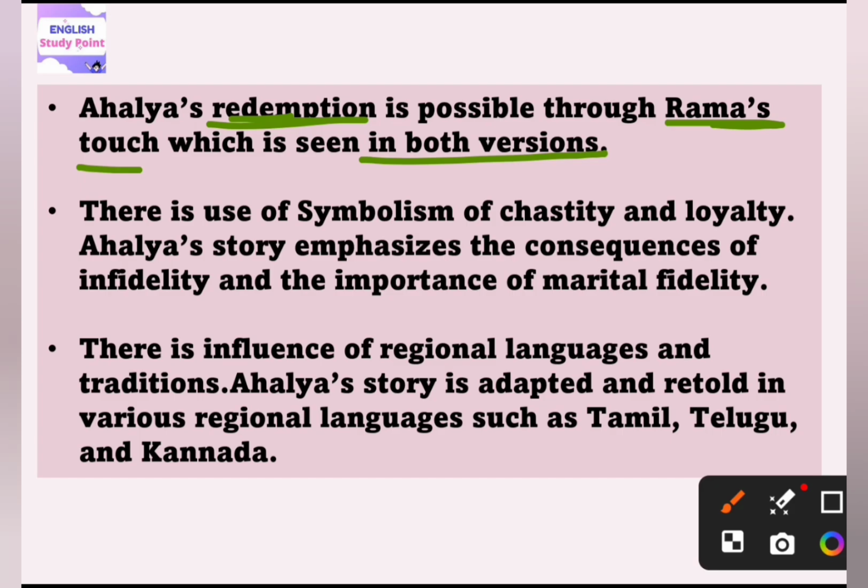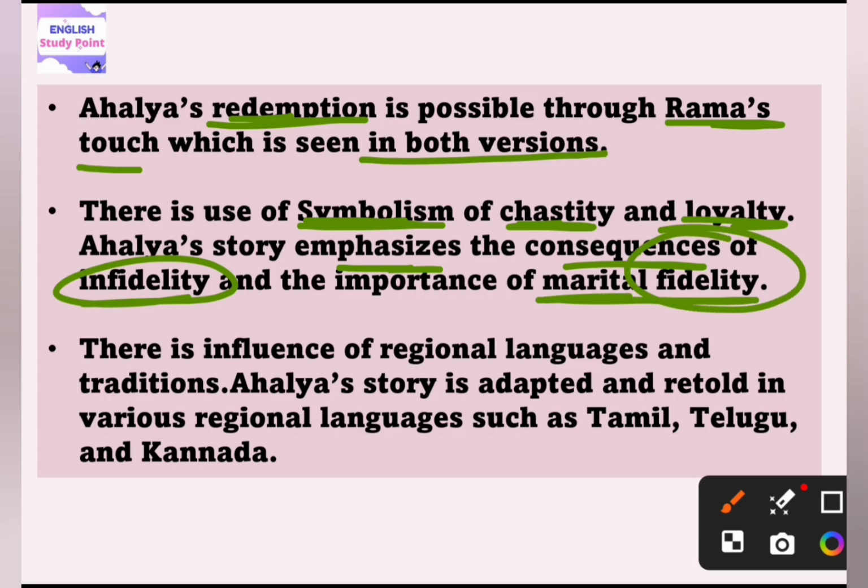Then we see that there is use of symbolism of chastity and loyalty. Ahalya's story emphasizes the consequences of infidelity. Infidelity means being not faithful or loyal, and the story also talks about the importance of marital fidelity. Fidelity means faithfulness. So here in this particular line, we see that there is a kind of punishment given in the form of transforming her into a stone, which serves as a warning against straying away from one's marital vows.